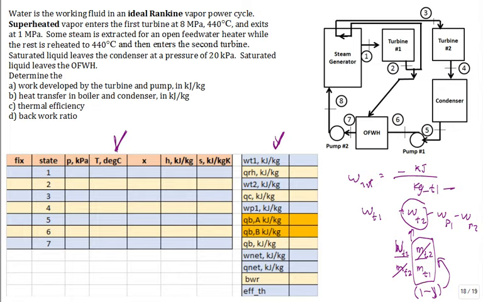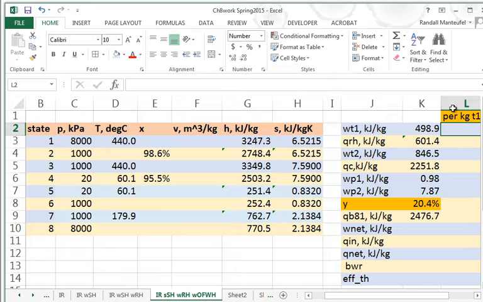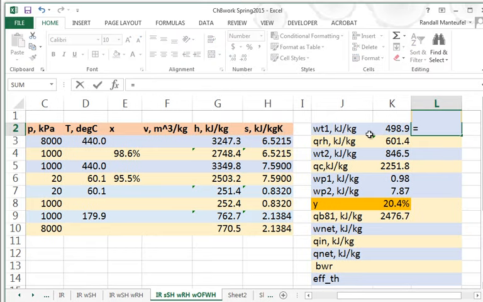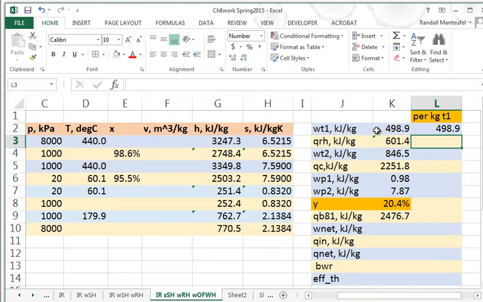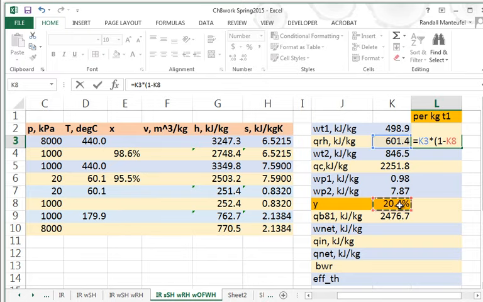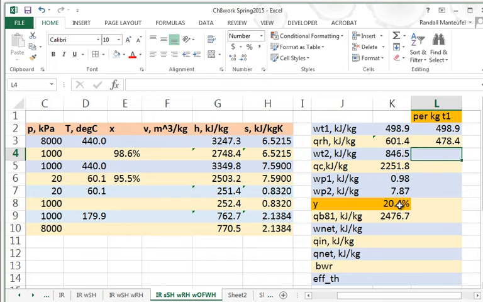And I'll say everything I want to be on the first turbine basis. Well, the first turbine, I don't need to adjust anything. For the reheat, though, I need to take that amount and multiply by 1 minus the fraction, because look at these two numbers. I know I make 600 kilojoules for every kilogram that goes into reheat. I didn't make it, I spent it. But I want it per kilogram that goes through the first turbine. All right, let me continue on.